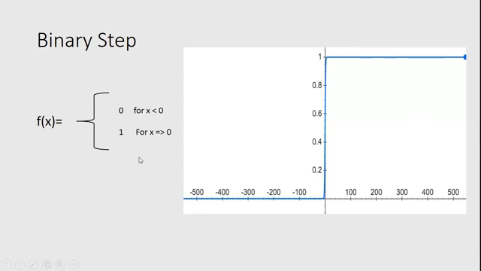Now binary step function, if your input is greater than 0, it gives you 1, and if your input is less than 0, it gives you 0. So it takes all the positive input and makes it 1, and all the negative inputs and makes it 0. So this is the binary step function. It is very useful in classifiers. When you want to classify it between 1 and 0, then this is very useful.